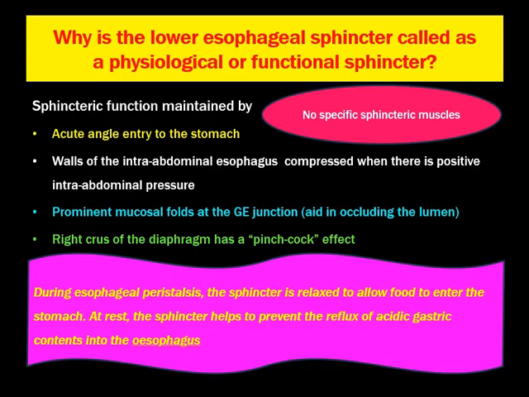However, during esophageal peristalsis, the sphincter is relaxed to allow the food to enter the stomach. But at rest, the sphincter helps to prevent the reflux of acidic gastric contents into the esophagus. So this acts as the sphincter, which is physiological or functional type. I think this is clear to you. This shall be asked in the PG Viva also.